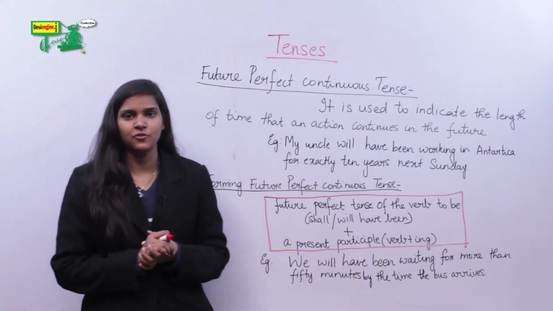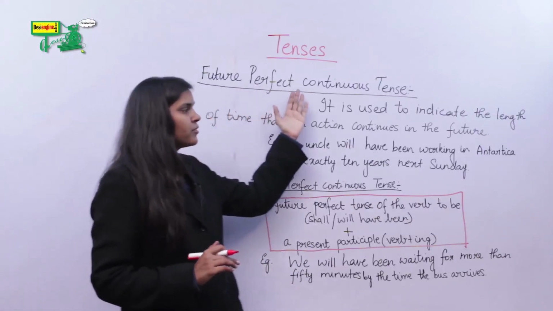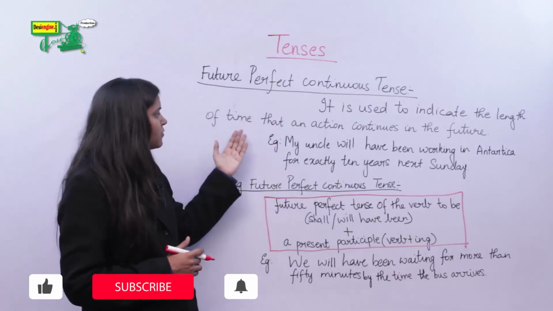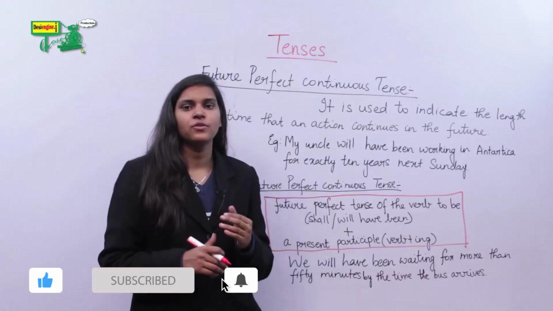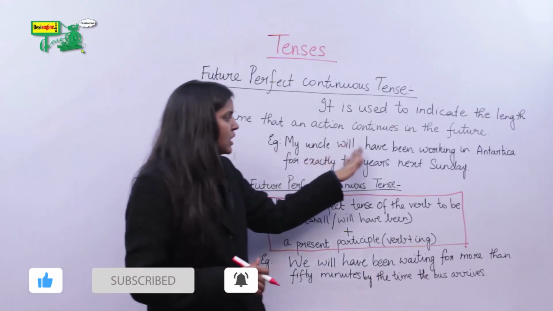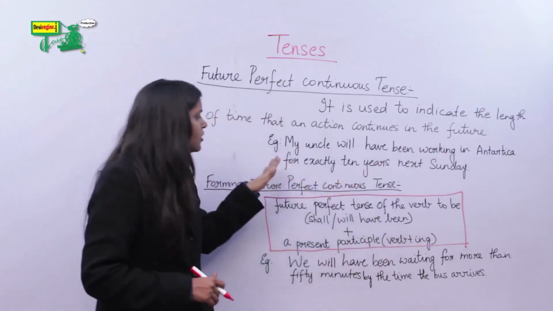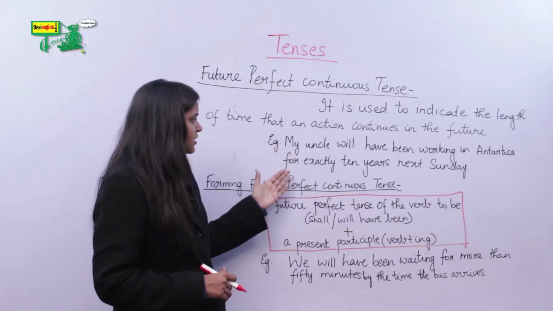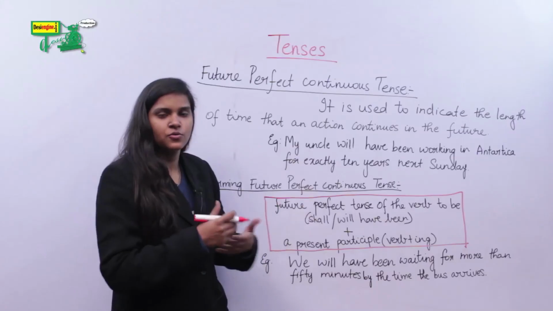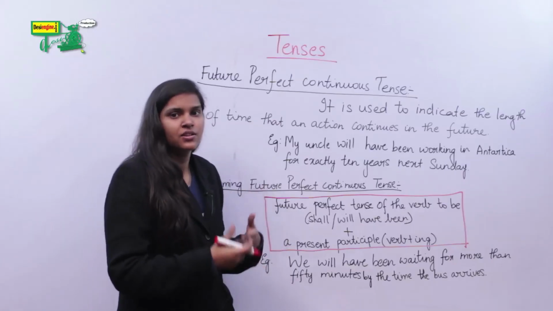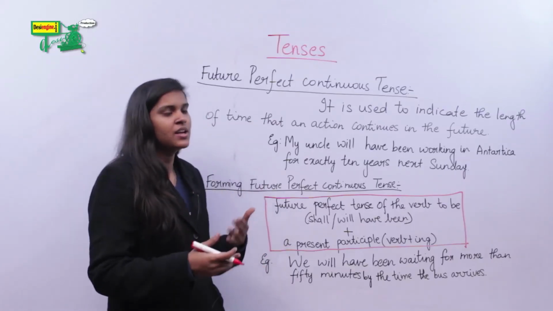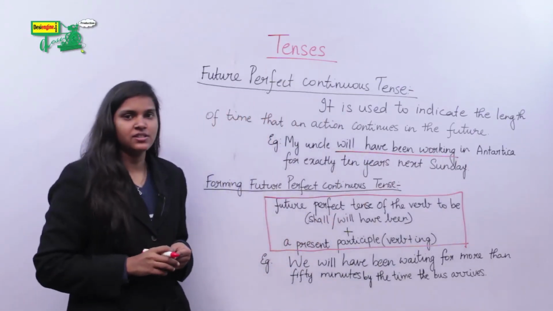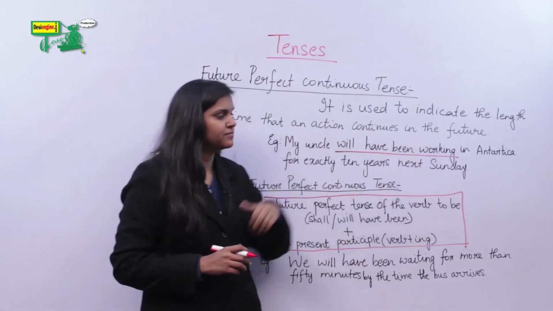Let's discuss the last kind of future tense, which is future perfect continuous tense. It is used to indicate the length of time that an action continues in the future. For example, my uncle will have been working in Antarctica for exactly 10 years next Sunday. Here, the future action is working, that is working in future for 10 years. That is an action happening in the future. And this is denoted by the future perfect continuous tense, will have been working.